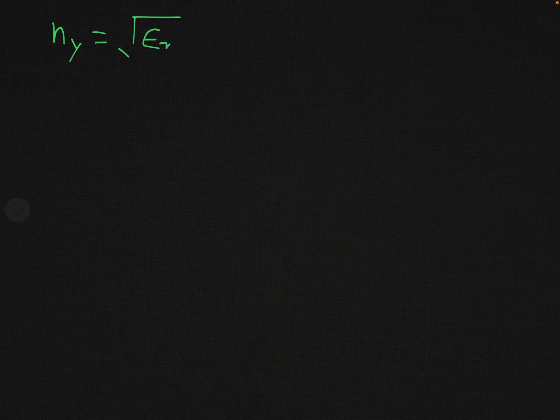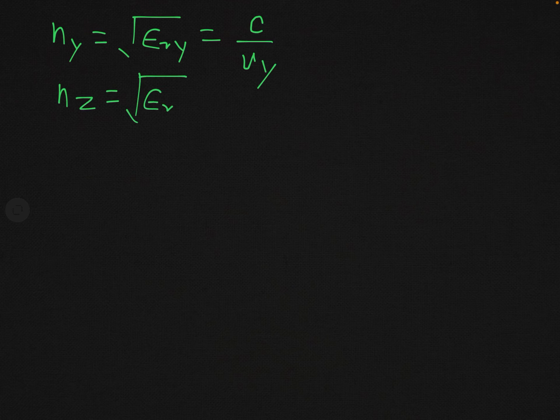And similarly, we can define the refractive index of the medium for the y direction and for the z direction. So let us write ny, the refractive index in the y direction. What will this be? This will simply be the square root of epsilon ry, and from the general definition, we write it equal to c over vy. And similarly, nz will be equal to the square root of epsilon rz, and this will be c over vz.